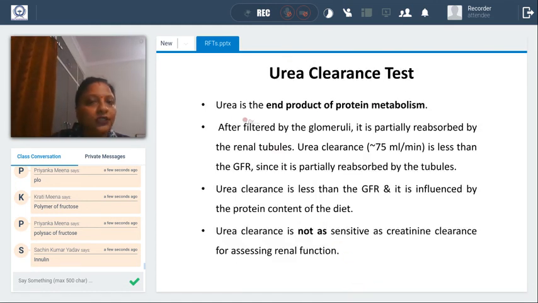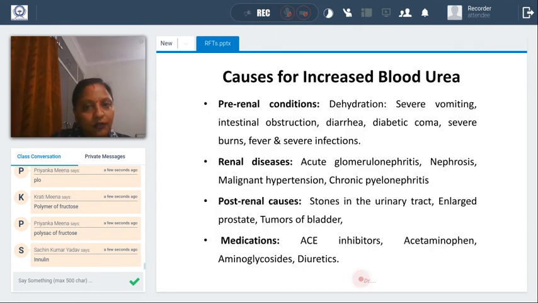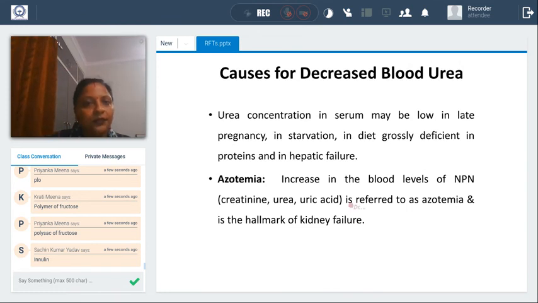Urea clearance test, you all know urea is the end product of protein metabolism. Urea clearance is less than GFR. It is influenced by the protein content of diet. It is not as sensitive as creatinine clearance for assessing the renal function. Blood urea is increased in prerenal conditions, renal diseases, postrenal conditions, and with some drugs. In late pregnancy, starvation, a diet vastly deficient in proteins, and in hepatic failure, urea is decreased.